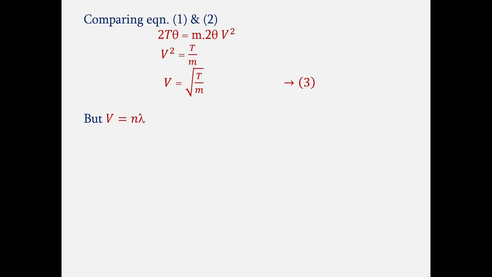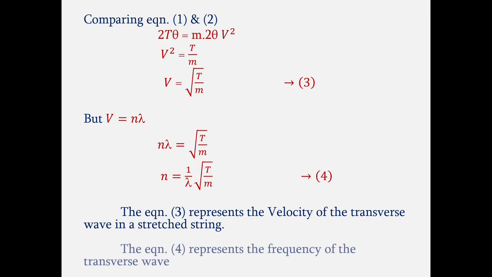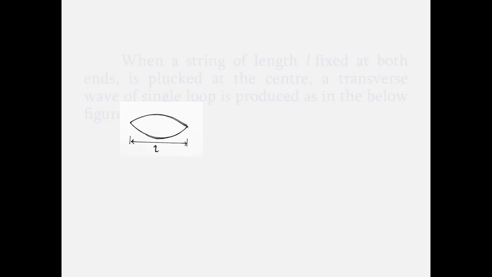But we have a relation which connects the velocity and the frequency. So V is equal to n times lambda, where n is the frequency of the transverse wave. So in place of V, we can write n lambda is equal to root of T by m, or n is equal to 1 by lambda into root T by m. Let us call this equation 4. The previous equation, that is equation number 3, represents the velocity of transverse waves produced in a stretched string, and equation 4 gives the frequency of the transverse wave.